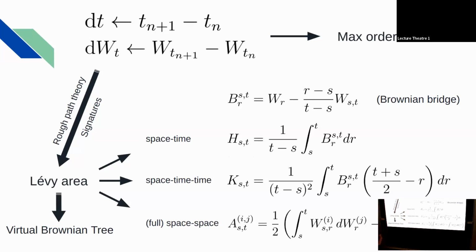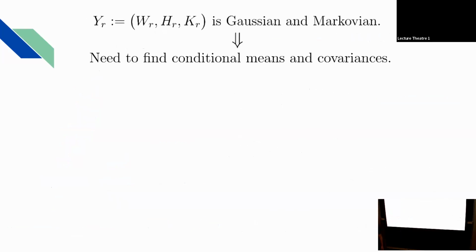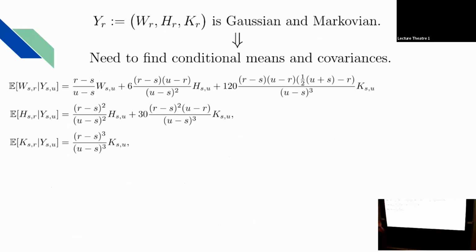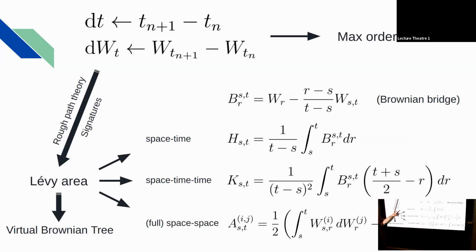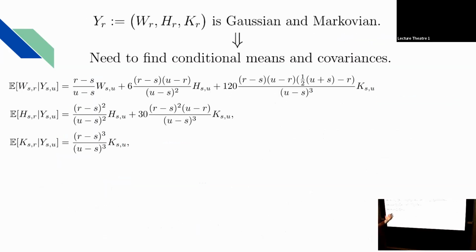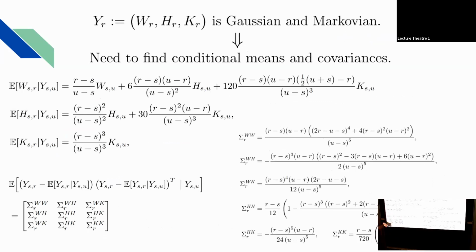And what we did in our recent paper is we showed how you can do the virtual Brownian tree construction that I showed earlier, how you can add these two so that you can combine adaptive time stepping with high order solvers. The reason we can do this is because this process, WHK, is Gaussian, and so are H and K. This is Gaussian and Markovian, so you just need to find conditional means and covariances.